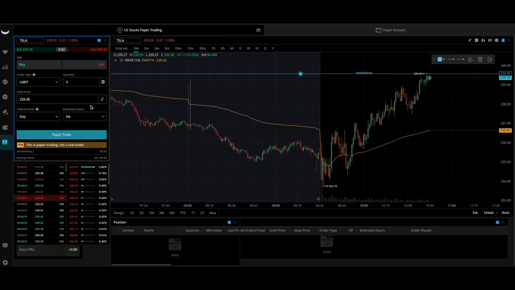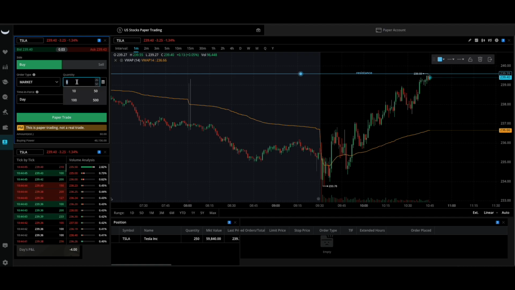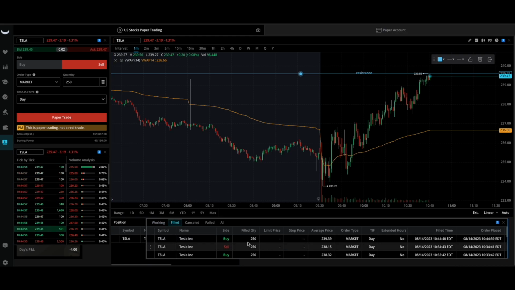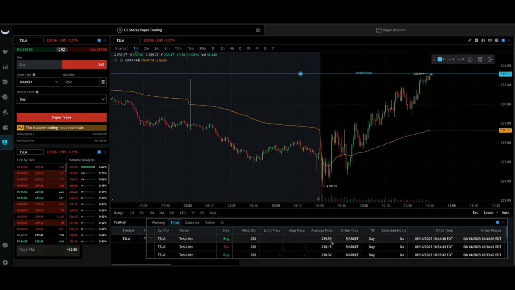So we just put the order in. We clicked buy. We put market. We typed in 250. And then you have these options for day, and then I hit paper trade. I'll leave the sell open so we can sell when we want. But here in filled, it'll show that we filled at 239.39.